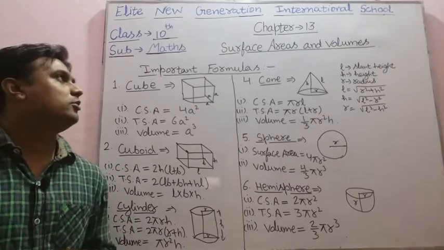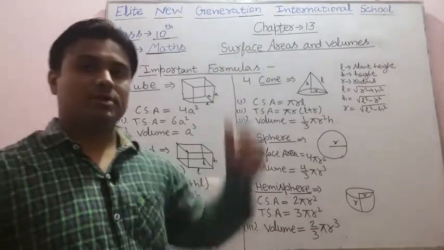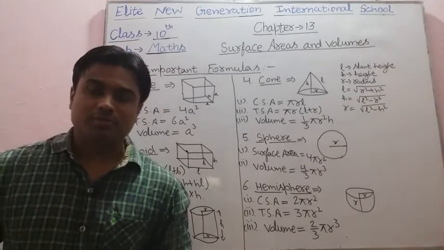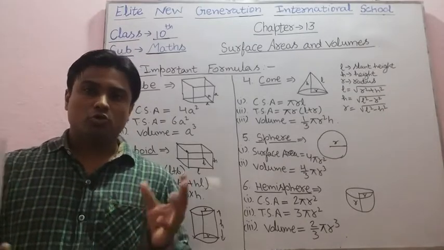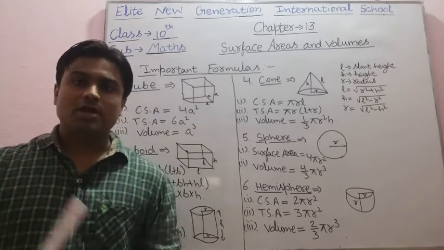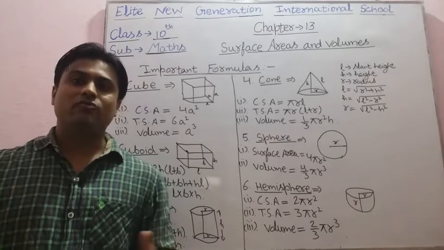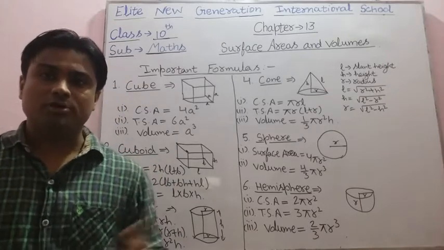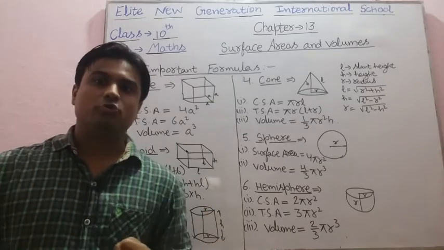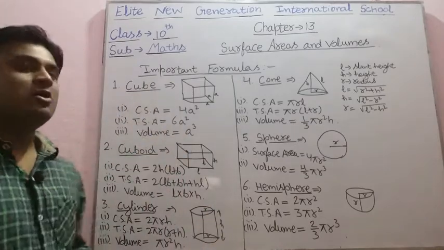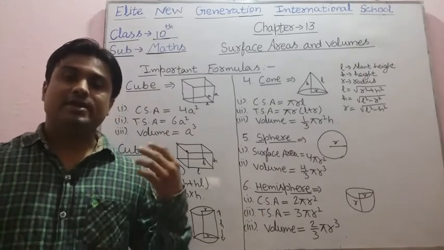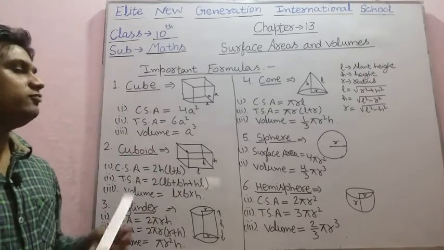So today we are going to start a new chapter, chapter number 13, surface areas and volume. In this chapter we will study the combination of areas of two or more three-dimensional figures and the combination of volumes of three or more three-dimensional figures. Before starting the exercise, I would like to tell you some important formulas which are very important for you in this chapter, and in class 9th you have also studied these formulas.